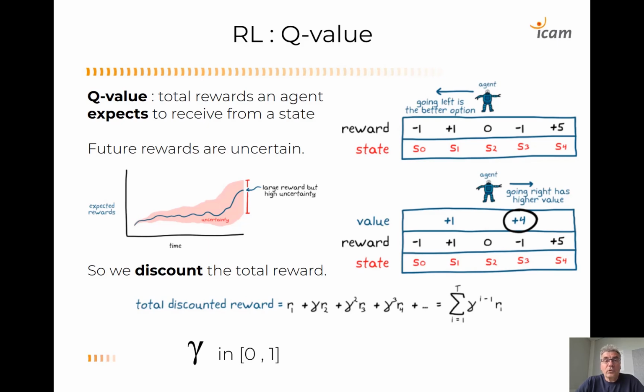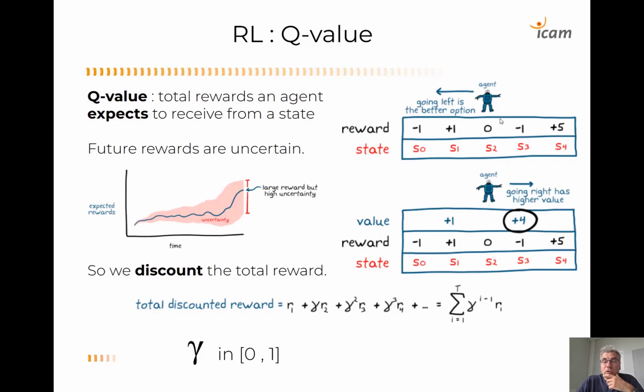Now let's talk about the Q value. What is the Q value? The Q value is the total reward an agent can expect to receive from a state. Let's take an example here. We have the agent on the state S2, and it has only two possible actions: to go on the left or to go on the right.